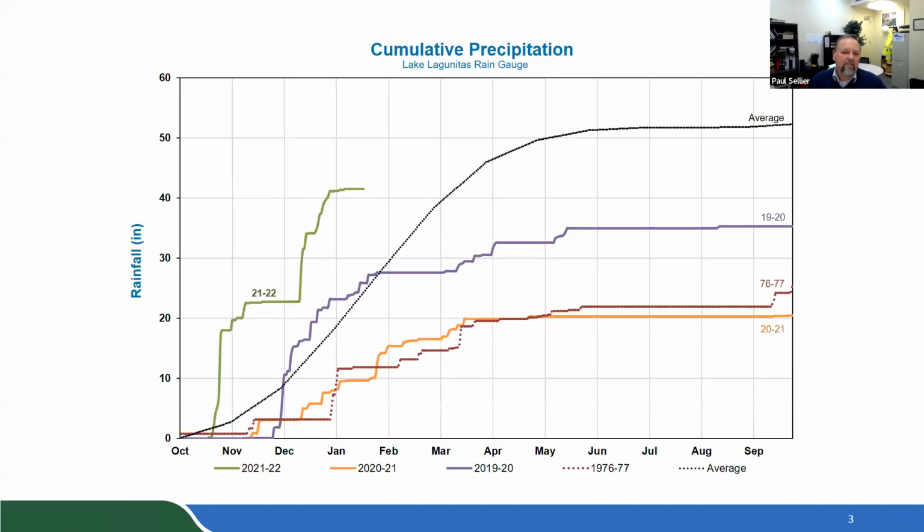So tonight you can see the green line, our rainfall to date. That's since October. We're at 42 inches of rainfall, which is about 80% of the total average that we would receive in a year. And we're just 3 or 4 months into the year. Now there's only a couple traditionally wet months left, right? The rest of January, February, and March. So we're doing pretty well in terms of rainfall.